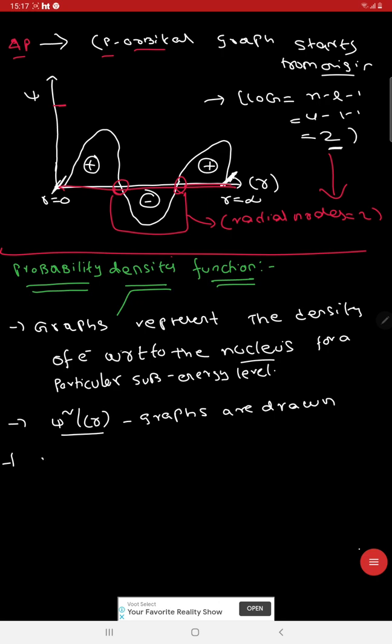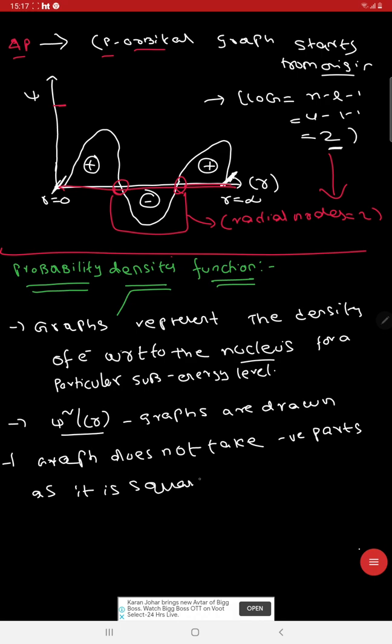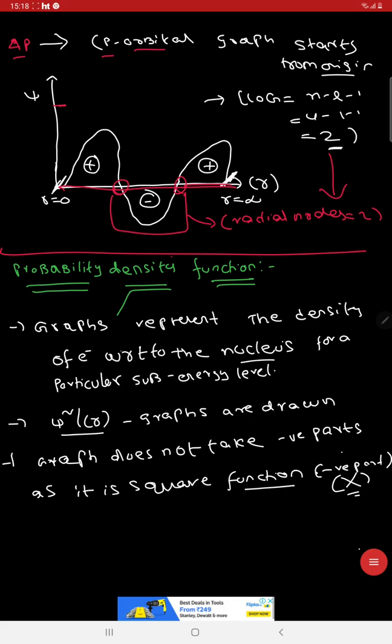Next point is that the graph does not take negative parts, as it is a square function. As it is a square function, the negative part is wrong, it will not take a negative part. Next, the graphs are drawn between psi square versus r, and the graph represents the density.